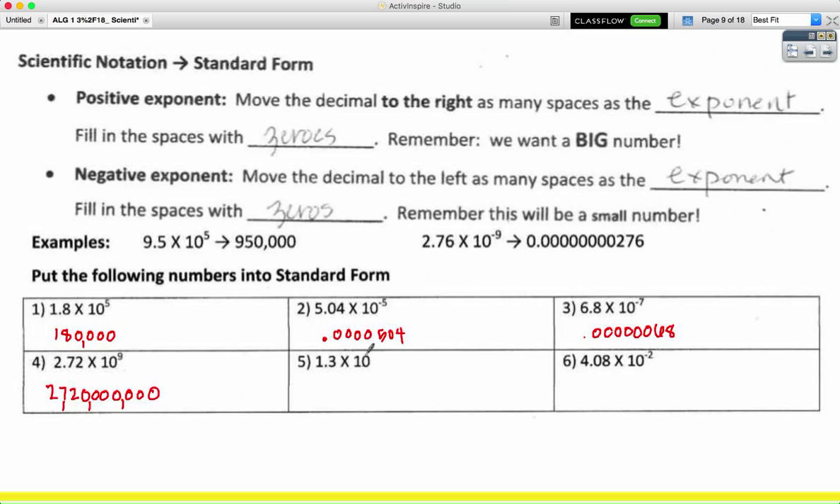1.3 times 10. Now this kind of is tricky. There's an understood positive 1 here. We know that's a default exponent. So if it was a positive 1, I know this was originally 1 over here to the right, so I'm really looking at a 13. And then last one here, negative 2, means it was originally 2 back to the left, so 0.0408.